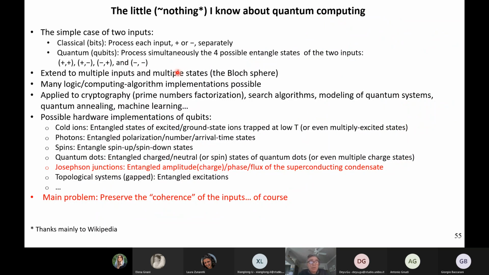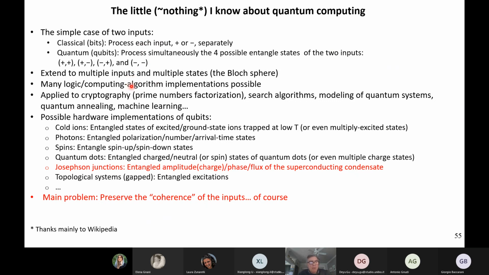And you can also have multiple states. Here we're considering just an up and down or a 0-1 state. You can have an entire, what's called a Bloch sphere, the various phases of the coefficients that constitute a superposition of the various states of the system, the eigenstates.